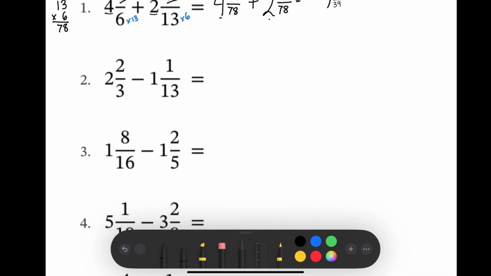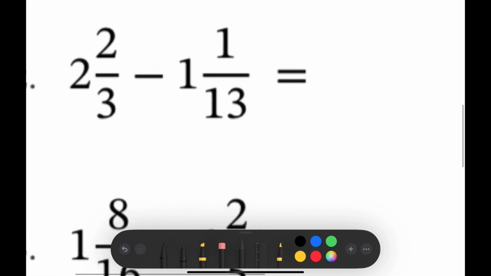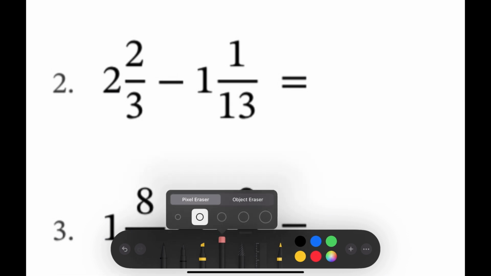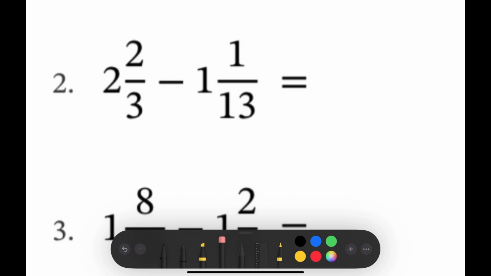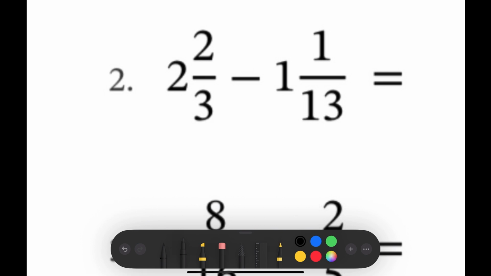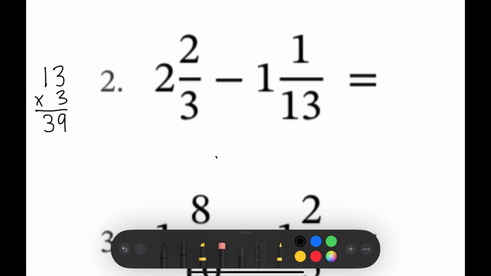Is it a lot? Absolutely. And it's just going to get harder from here. So let's do the next one together. Over here, we have our denominator 3 and our denominator 13. So again, the simplest way to do that is a little bit of mini math on the side. Let's just multiply both denominators with each other. So 13 times 3 equals 39.